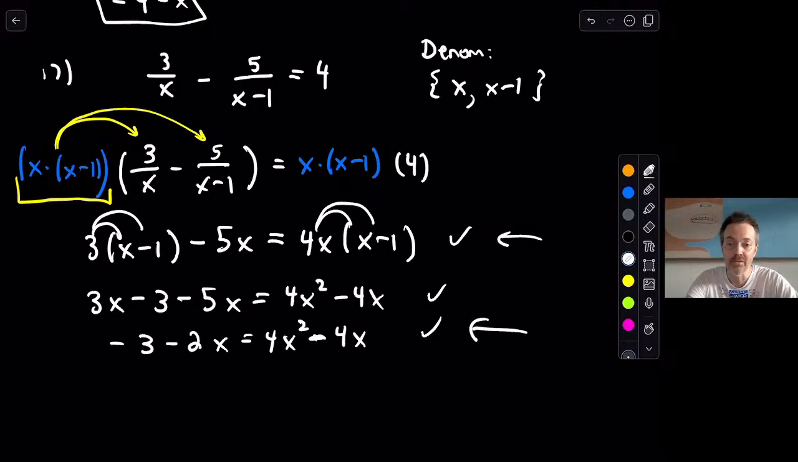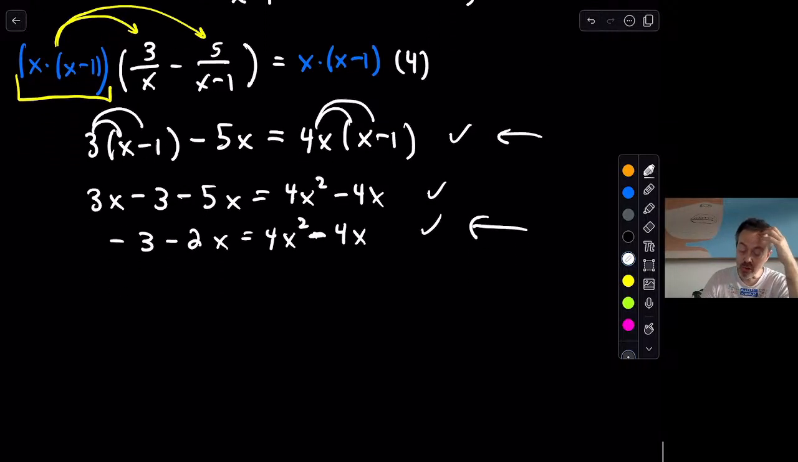Anyways, back to stuff. You all tell me, should I go all the way through this? So this is a quadratic. I always look at my squared term. I like the coefficient on that to be positive. On the right side, it's already positive 4x squared. I like that, so I'm going to make the left side equal to 0 because I don't want to move that 4x squared over.